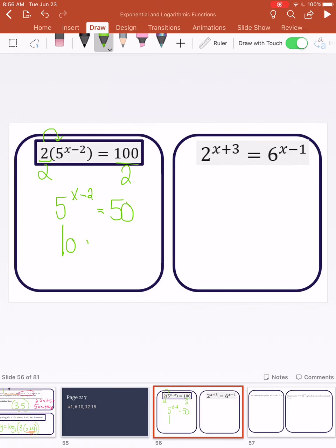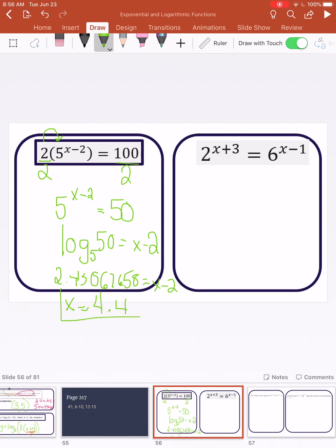So my base is 5, my argument is 50, and it all equals my exponent, which is x minus 2. If I type log base 5 of 50 in my calculator, I end up with 2.4306768 equals x minus 2. And then I can just add the 2 over, and I end up with 4.4. For these questions, we're going to round to the nearest tenth.